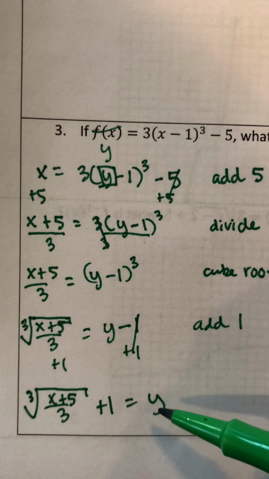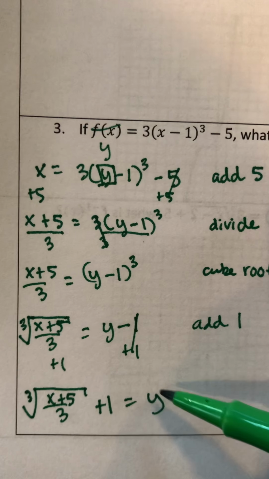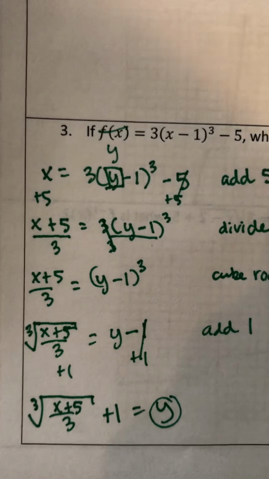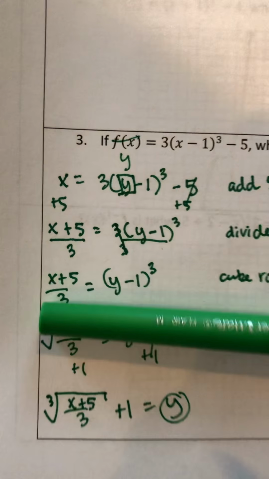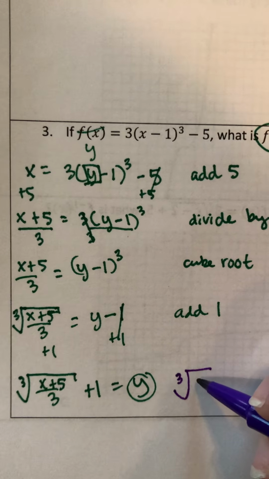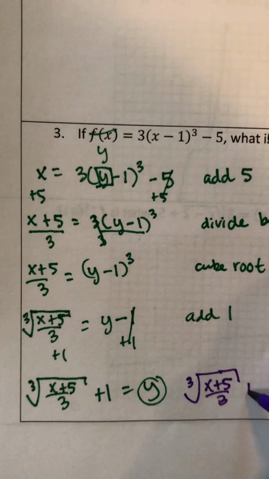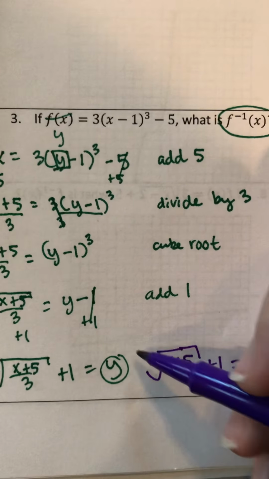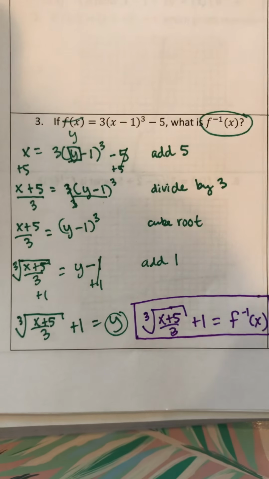Okay, and then our final step is just to let the reader know that this is an inverse function. So we're going to change that y to f inverse of x. So it's going to be the cube root of (x plus 5) divided by 3, plus 1 equals f inverse of x. And that would be your inverse function.